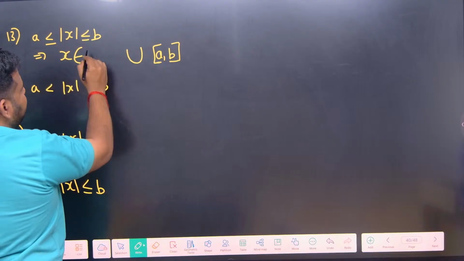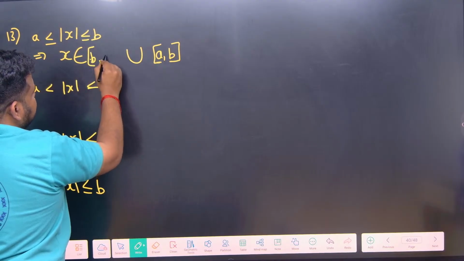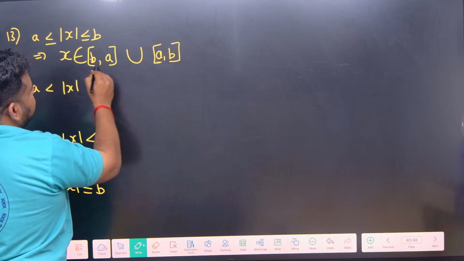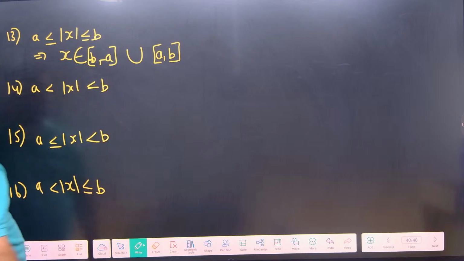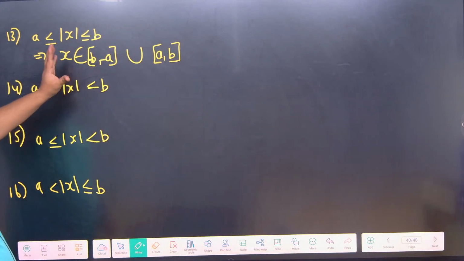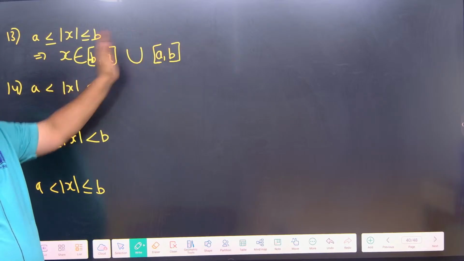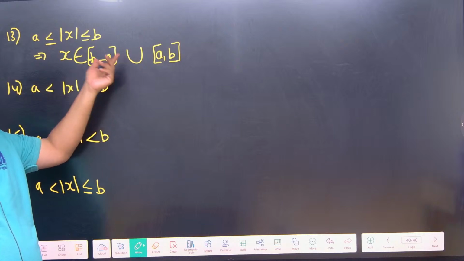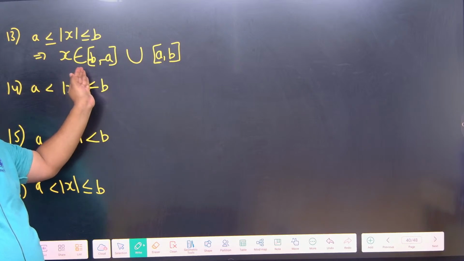If it flips itself, what will it become? It will become b comma a, you will get the mirror image b comma a, but along with the negative sign, minus b comma minus a. So I am telling you, x belongs to closed interval a comma b, that will flip itself, meaning union will be there, it will become b comma a but along with minus, minus b comma minus a.